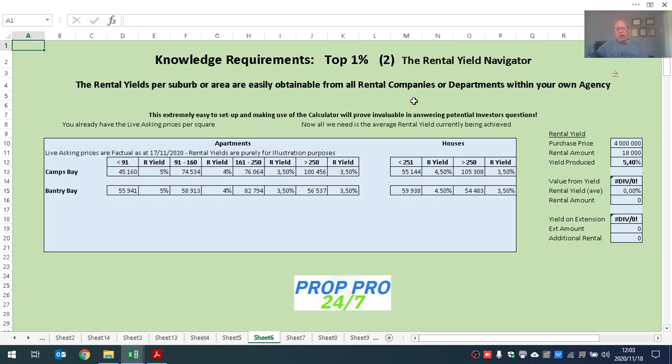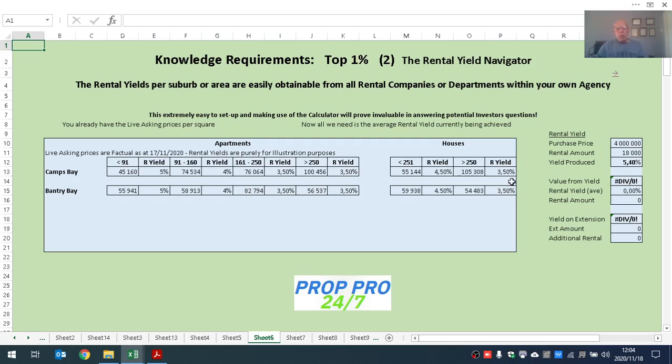The rental yield navigator. Rental yields per suburb or area are easily obtainable from any rental company or from the departments within your own agency. It's extremely easy to set up, and making use of little calculators will prove invaluable in answering potential investors' questions. You already have the live asking prices, which we have covered on the previous sheet. Now all you do is add in the rental yields, which your own rental departments will provide to you. Whilst these price per square meters are 100% exact science, these rental yields we have just put in for illustration purposes.